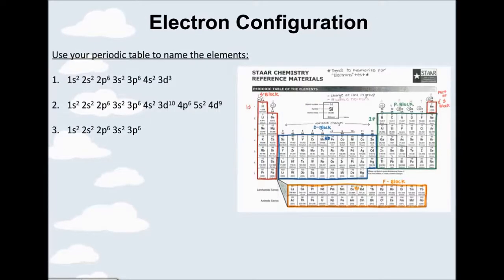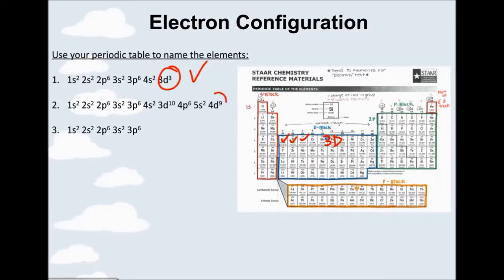Okay, electron configurations. Sometimes I'll give you the configuration and you have to tell me the element it represents. To do this, it's very easy. Just look at the last one, 3d3. Well, I know that this is 3d. 1, 2, 3 tells me it's vanadium.